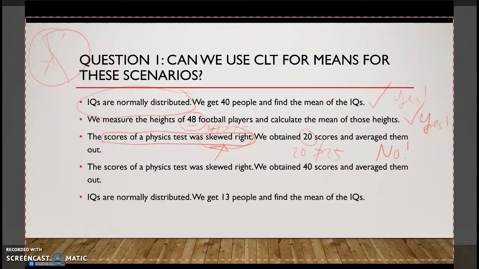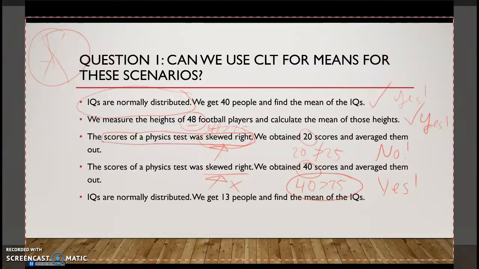Now, what about part D? The scores of physics tests were skewed right. So same problem, but now we get 40 scores. Even though the data is not normal, n is greater than 25. So yes, now we can use it, because even though the data is not normal, n is greater than 25.